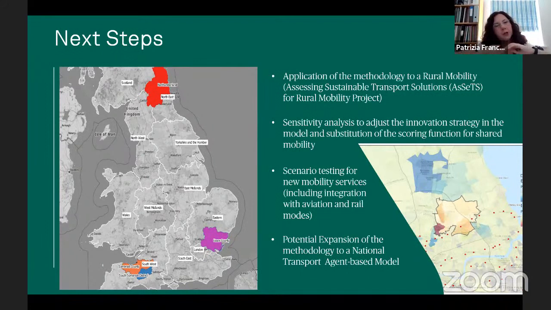Tyne and Wear is a pole of attraction for an area which is mainly rural, so it's the lowest density that you can have, whilst Essex is urban areas with quite significant rural, and Somerset is largely rural. So there is no urban area around. These are all independent towns. And we have seen so far, with the mobile network data we already acquired, that the travel patterns are quite similar to what you can have in urban areas, both in Northumberland and Essex. But for Somerset, they're quite different.